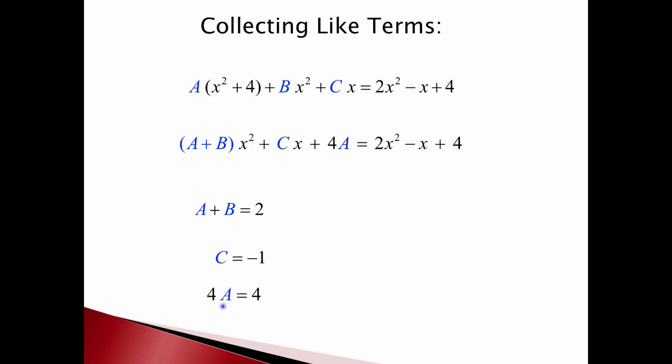So 4a has to be 4, so of course a has to be 1. Now, once I know that much, I can go to the equation with the a plus b equals 2. And so that says 1 plus b equals 2, so b has to be 1. So that's actually maybe a little quicker than doing the Heaviside method this time.